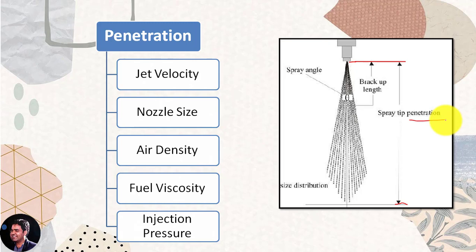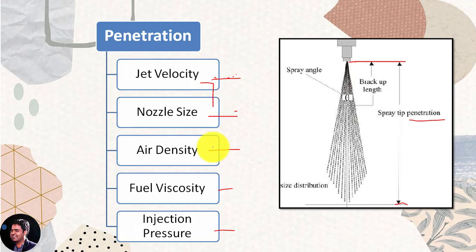This penetration depends on the jet velocity, nozzle size, air density, fuel viscosity, and injection pressure. For example, if we consider the jet velocity, the higher the jet velocity, the more the fuel particles will be able to travel inside the cylinder, so the penetration will be higher. Nozzle size, if the nozzle size is higher, the velocity ultimately will be less, so the penetration will be reduced.